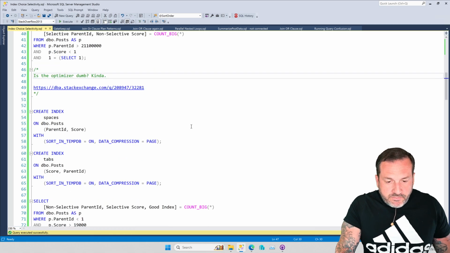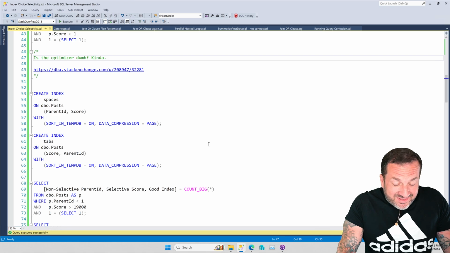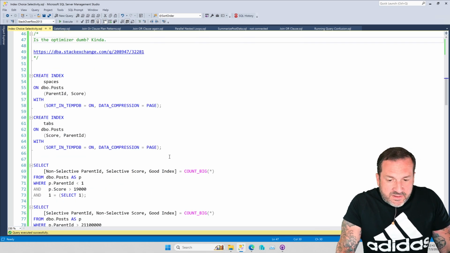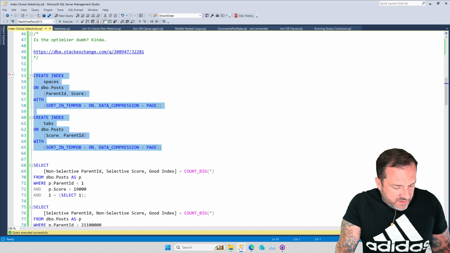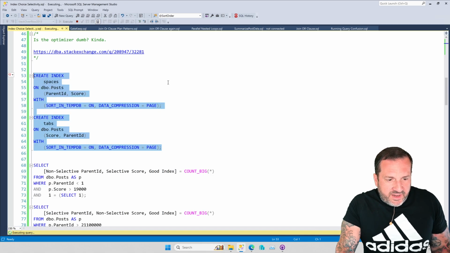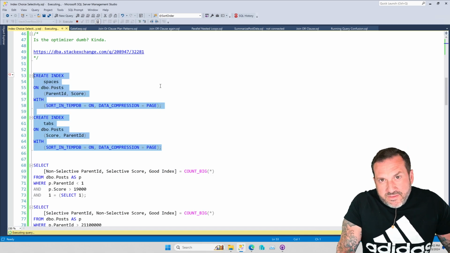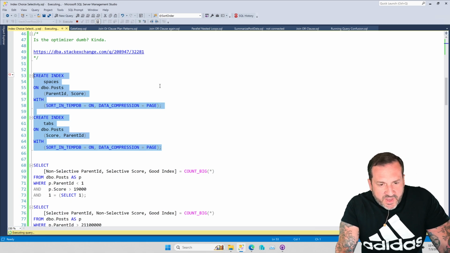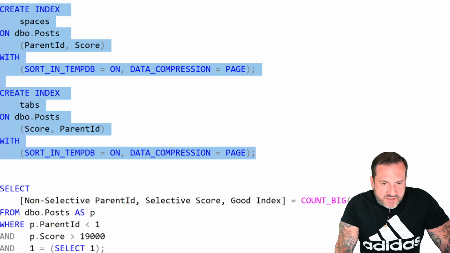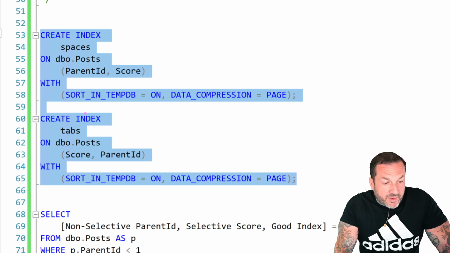So, just to prove things out a little bit, because that's what I like doing here. I like to make sure that you get plenty of proven pudding from me. We're going to create two different indexes. And I apologize for leaving these highlighted, but one is on parent ID, then score, and the other one is on score, then parent ID.